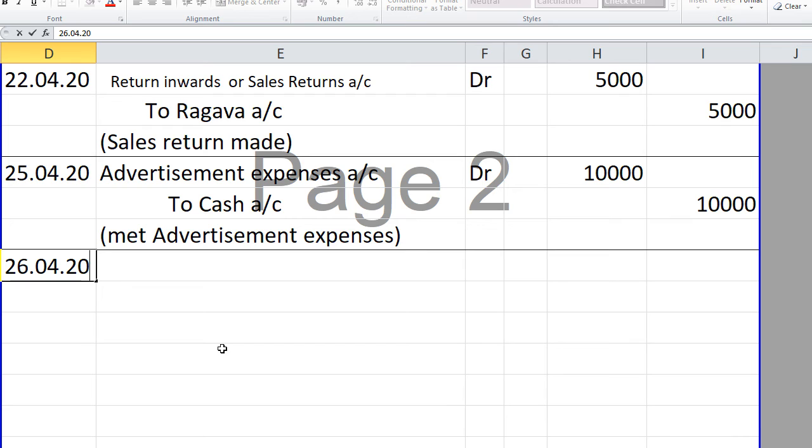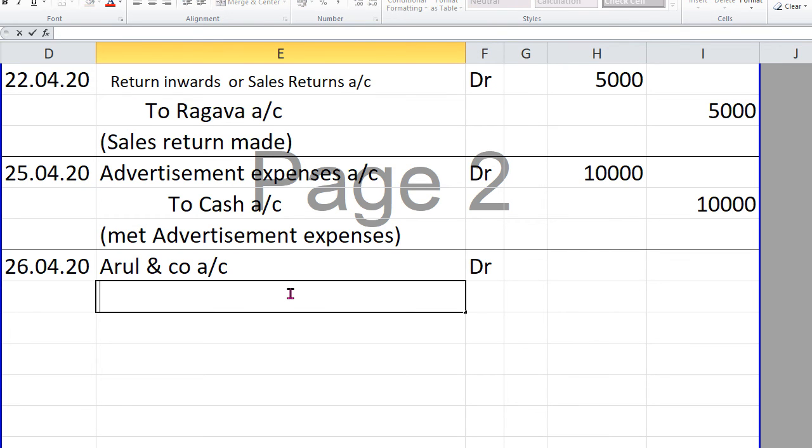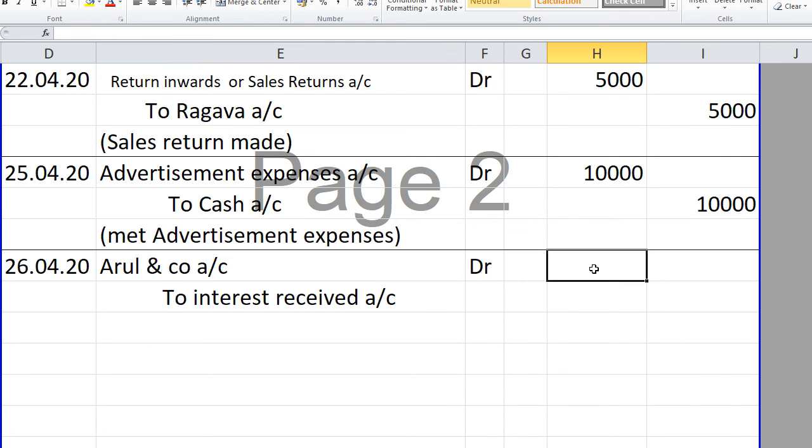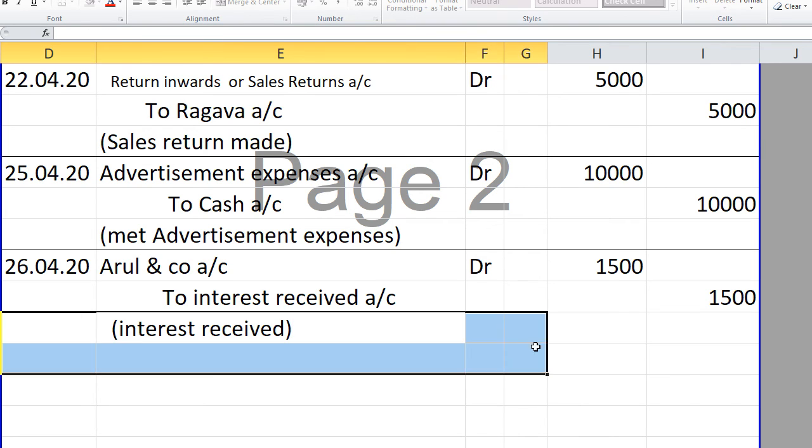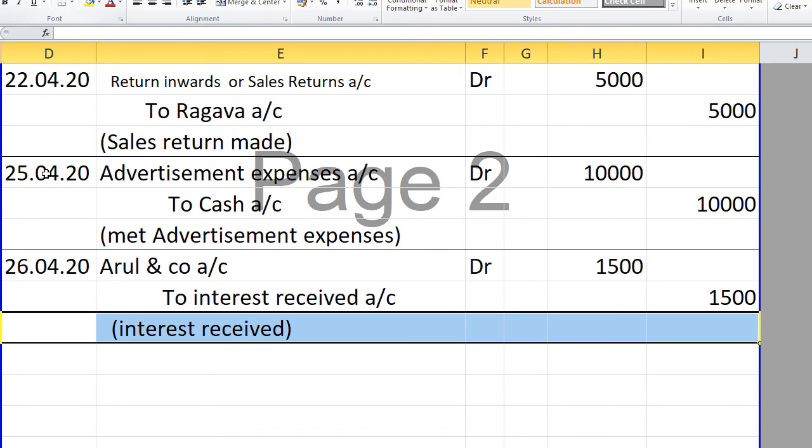26 4 20, Arul and Co. account, debtor, to interest received account, 1,500 and 1,500. So interest received, that's enough. Or interest accepted, etc., anything. Right, the next journal.